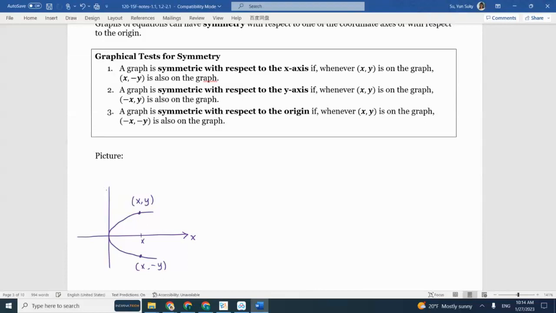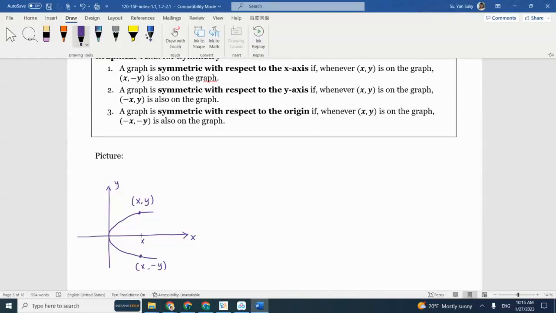So this is the x-axis. This is the y-axis. So a graph is symmetric with respect to the x-axis if (x, y) is on the graph and (x, -y) is also on the graph, right? So you can draw the picture and then you see, oh, these two points have the same x values, but the y values are opposites, right, everybody? Okay, so that's symmetric with respect to the x-axis.